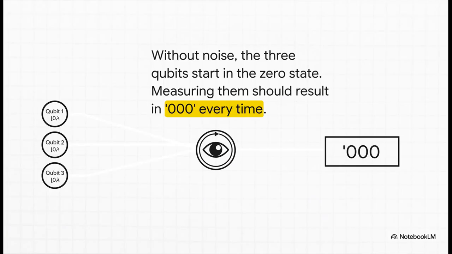So in a perfect world, our simple kernel doesn't do much at all. It just sets up 3 qubits, which all start at 0. So if we measure them, we should get 0, 0, 0. Every single time. A nice, clean, predictable outcome.